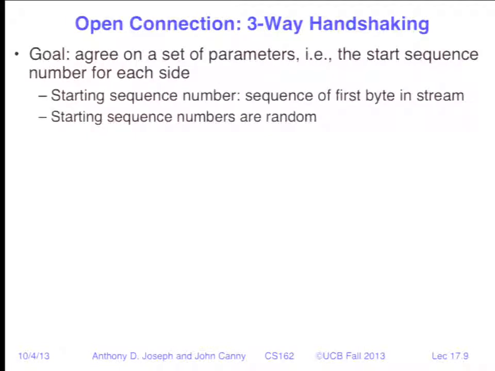OK, so first we're going to open the connection. So we need to agree on some parameters. In particular, the parameter we need to agree on is the starting sequence number that we're going to use. The starting sequence number is going to be the sequence number of the first byte in the stream that we're going to send.